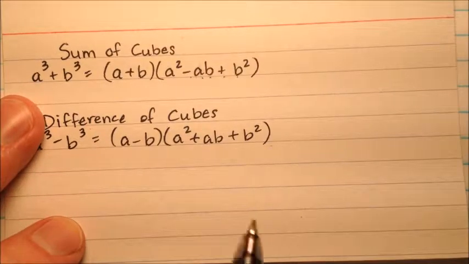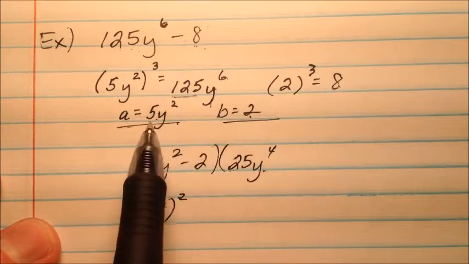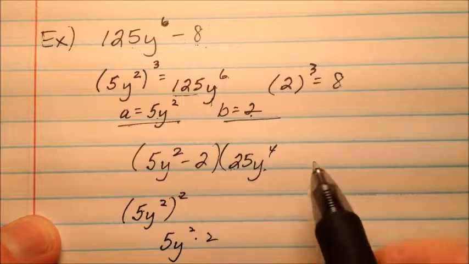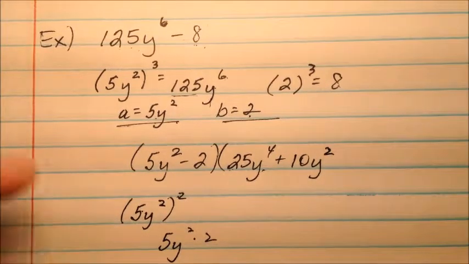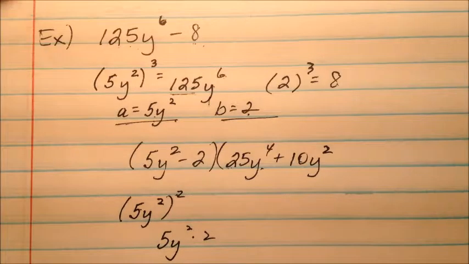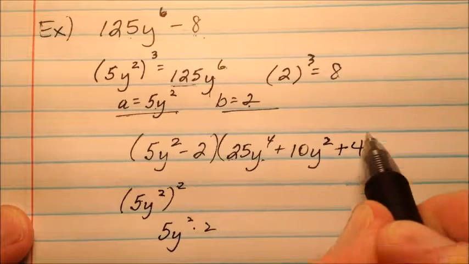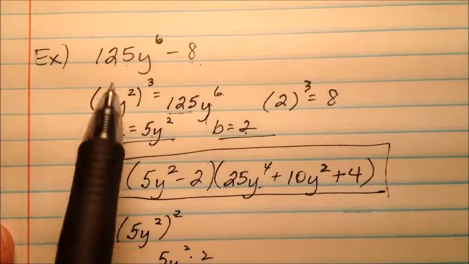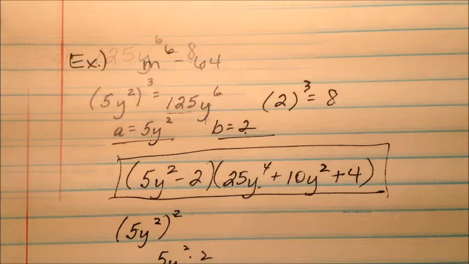And the second part of that is plus ab. So we're just going to multiply them together. So 5y squared times 2 should give us plus 10y squared. And then the last critter is going to be b squared, which is going to be 2 squared is going to be 4. So I'll say plus 4 right there. And this is going to be the factored form of 125y to the 6th minus 8.